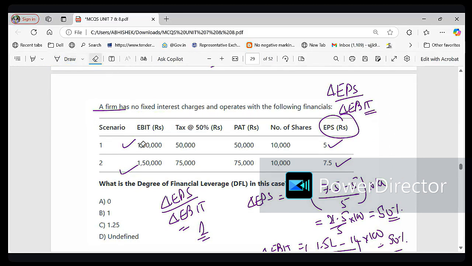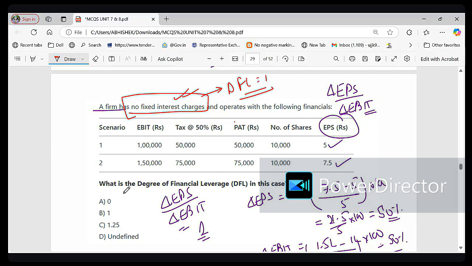You can see clearly written here. Please see here. Clearly written in the question: the firm has no fixed interest charge. Whenever you see this line, no fixed interest charge, it should strike your mind that the company has no interest to pay. And when it has no interest to pay, it has not taken any loan, it has not taken any bond. That simply means that DFL is equal to 1. No need to calculate anything.